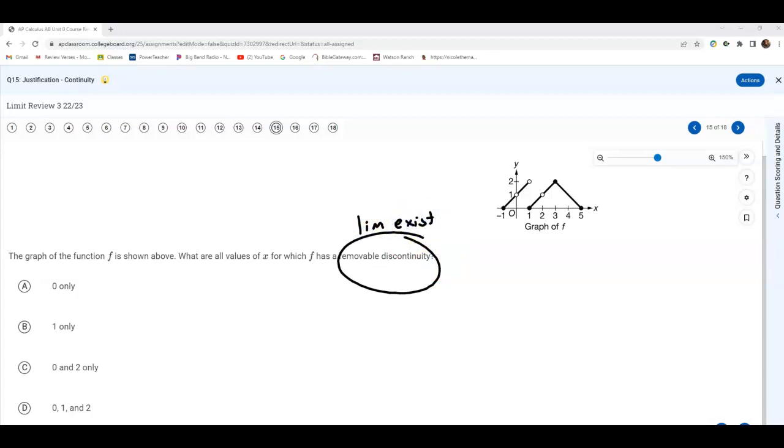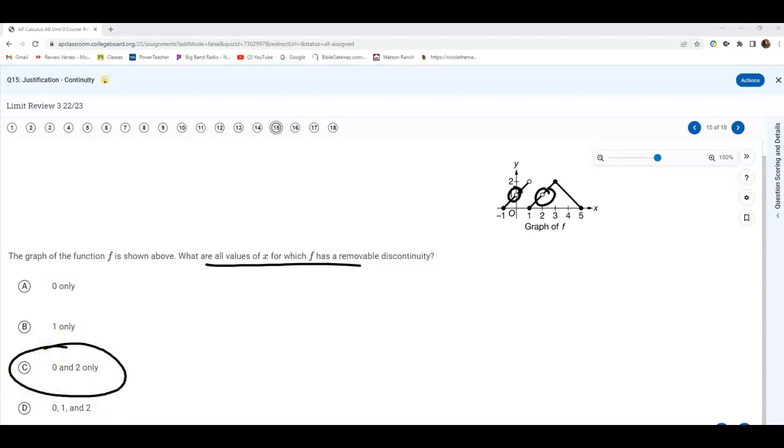Now, there's only 2 ways that can happen. One way is if you have a hole. The other way is if you have a hole with a dot below it. Those are the only types of removable discontinuities that exist. In both of those cases, the limit exists because the lines connect at a common point. And so I see only 2 places where this occurs. I have one here, and we have one here. They want to know what are the values of x for which it has a removable discontinuity. Well, that looks like it would be x equals 0 and x equals 2. And so there you have it.